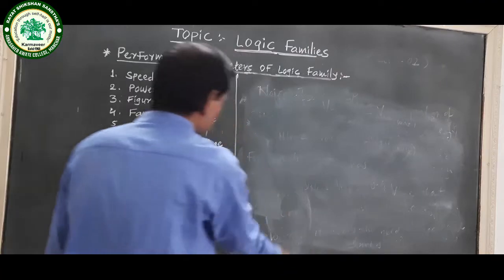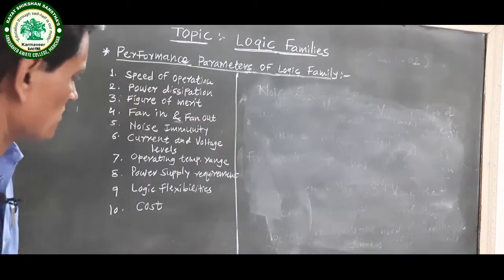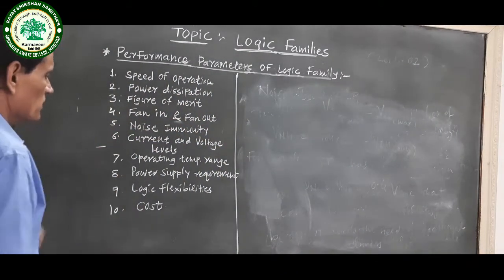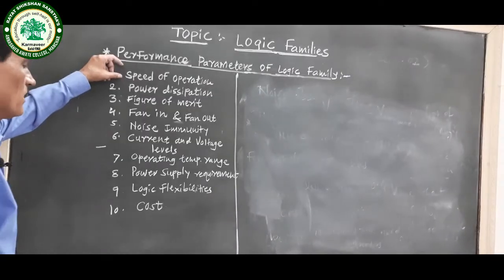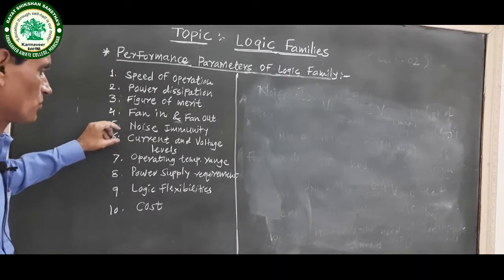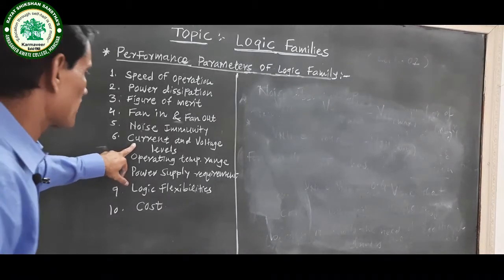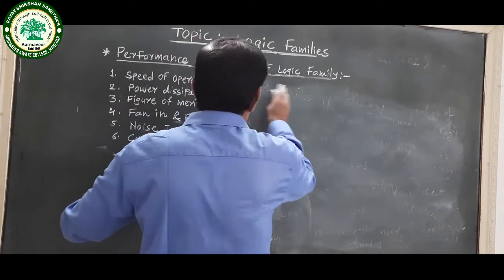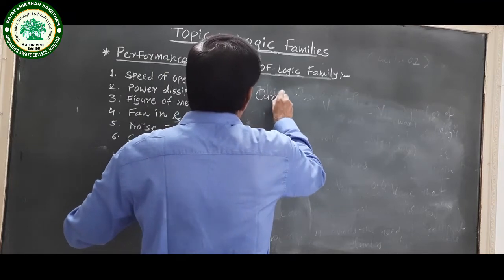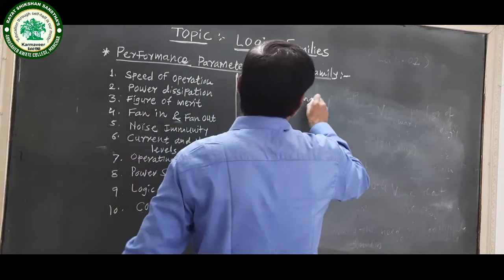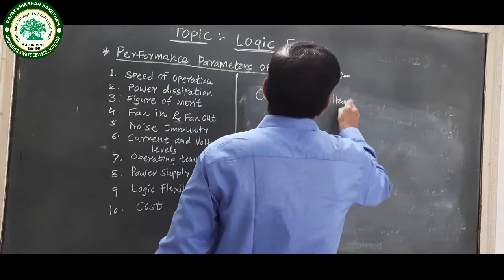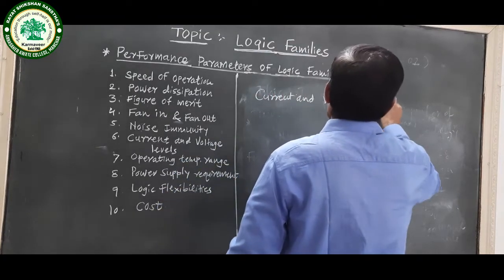Whatever the parameters up till now I have discussed, all of them are important from the exam point of view also. Now I will proceed towards the remaining parameters: current and voltage levels. Voltage levels, logic levels actually.